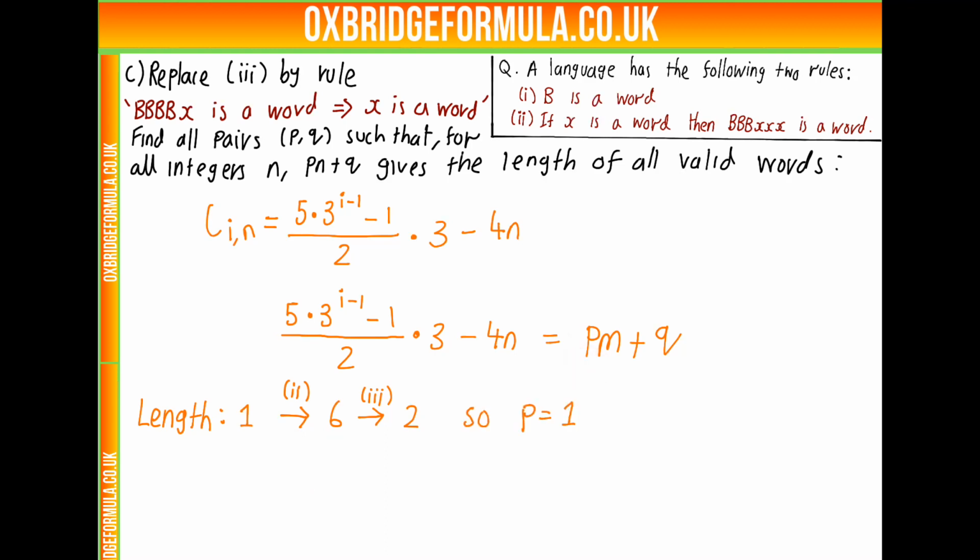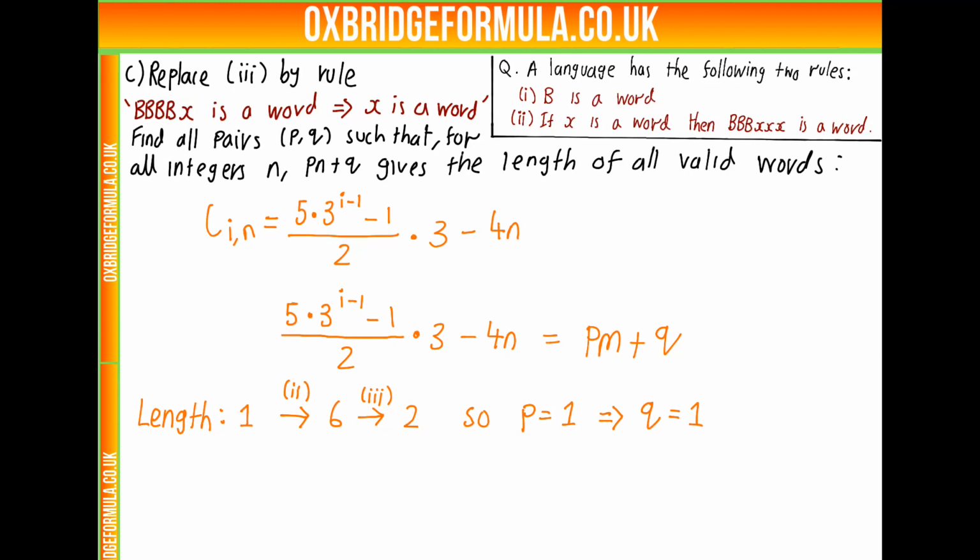And similarly, if M is 0, and we know we've got a word of length 1, Q has to be equal to 1. So our only possibility is P is 1, Q is 1, and we have to check if this works. But what this basically means is that if P is 1 and Q is 1, it's essentially saying that all the valid words are, we can make a word of any given length for a positive integer. So that's what we need to look at.